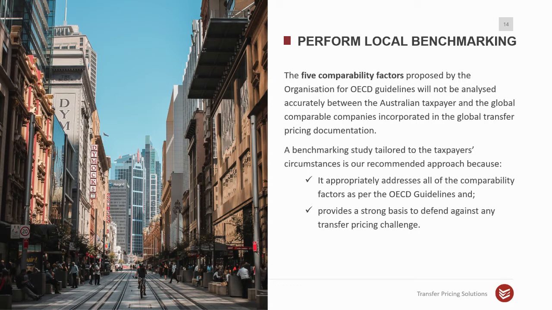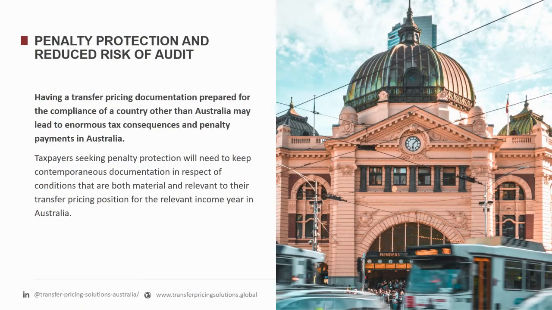So when we say the OECD comparability factors, what we mean is characterisation of the goods and services, the functional analysis, contractual terms, economic circumstances, and then business strategy. So when you are doing a benchmarking, you do need to consider those comparability factors. And if it's been performed globally, they will be comparing those factors to the global operation. So what we're saying is you need to take those factors and compare them to the Australian operations.